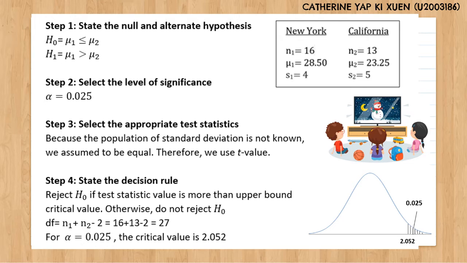We will put in a value which is 16 plus 13 minus 2 and we will get the answer which is 27. To find the critical value, we have to look at the t-distribution table and then we will get 2.052. Therefore, our critical value of t-value will be 2.052.